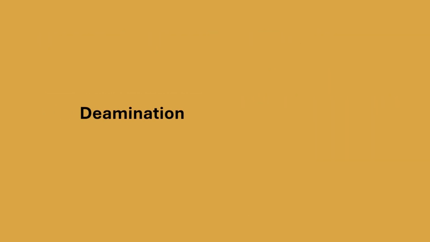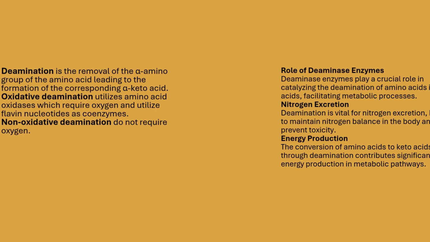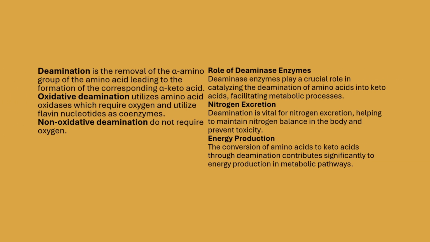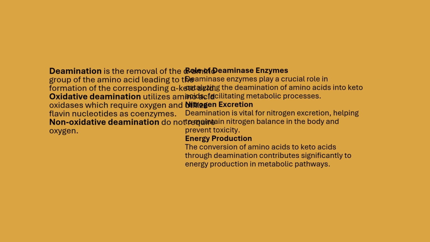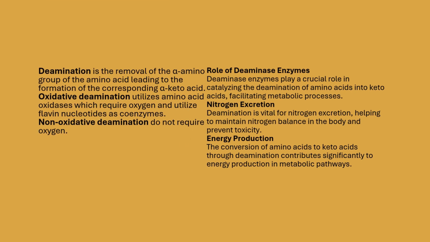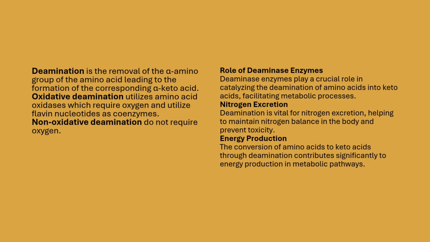Now, let's look at deamination. Deamination is the removal of the alpha amino group of the amino acid, leading to the formation of the corresponding alpha-keto acid. Oxidative deamination utilizes amino acid oxidases which require oxygen and utilize flavin nucleotides as coenzymes. Non-oxidative deamination does not require oxygen.